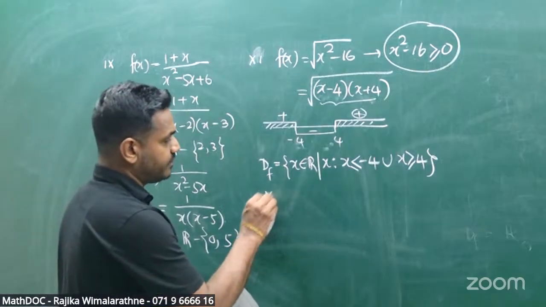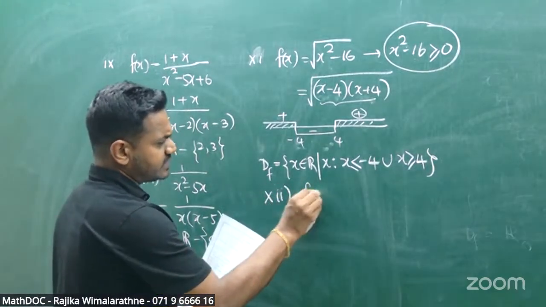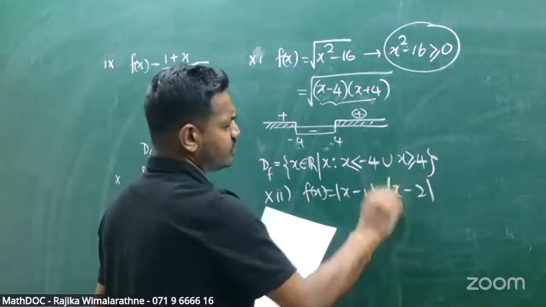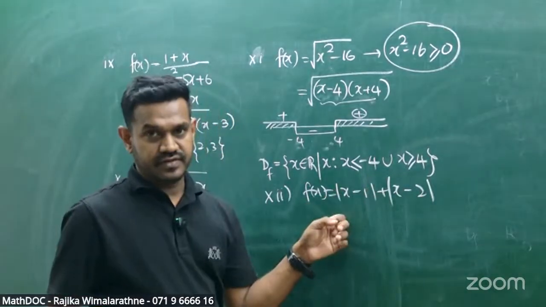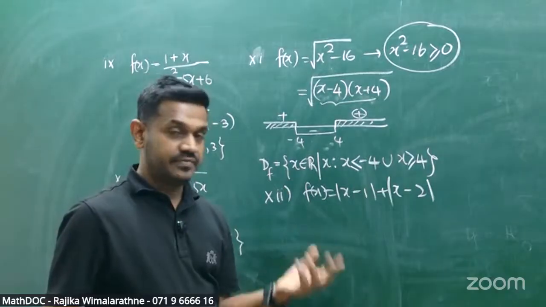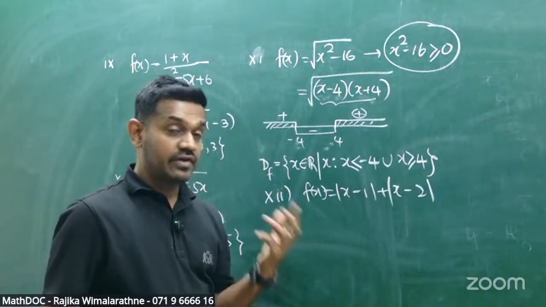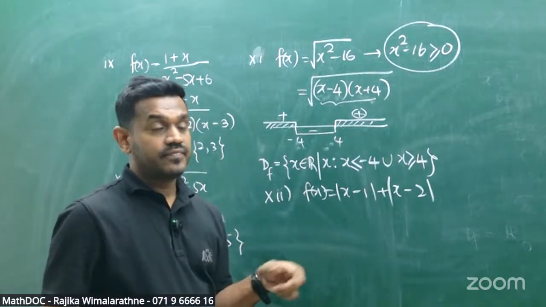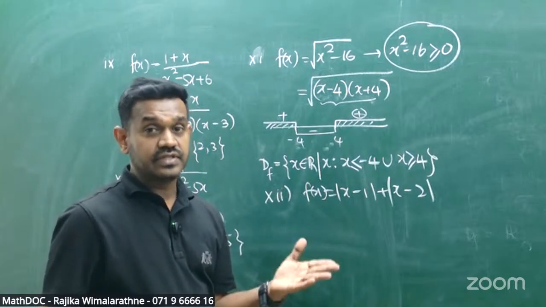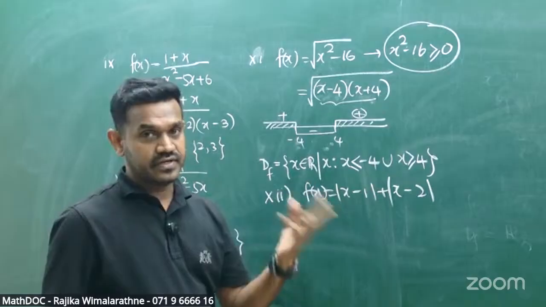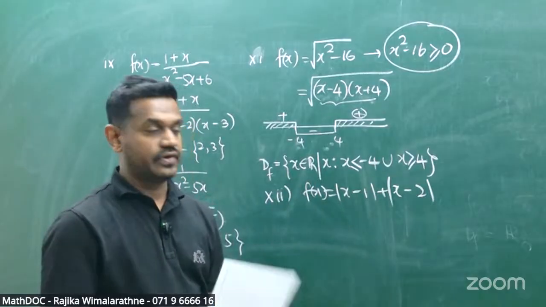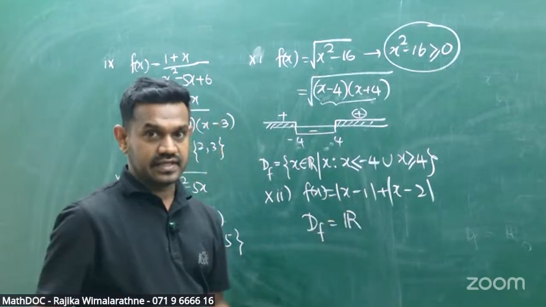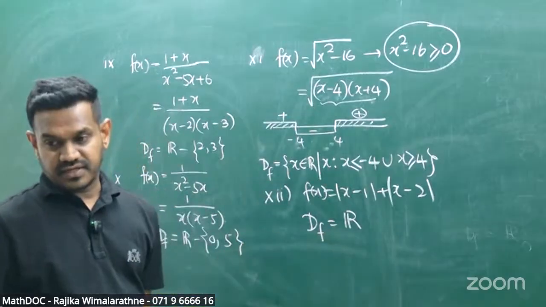Then the 12th one, here f(x) = |x - 1| + |x - 2|. Don't worry about modulus. If we have denominators, we have to remove denominator zeros. If we have a square root, we take only positive or zero values within the square root. If we have logarithms, we take only positive values inside the logarithm. For modulus, we don't have any restriction, so you can put any real value for x. Here, the domain is the real set. Complete.